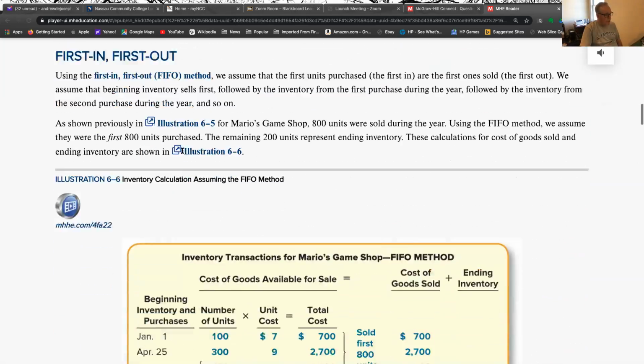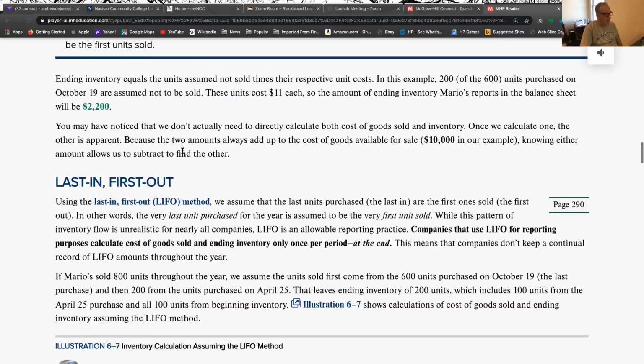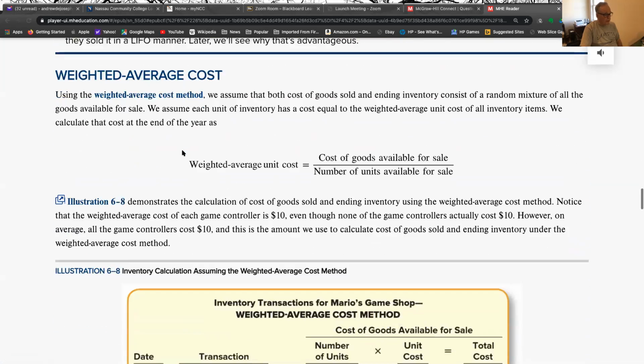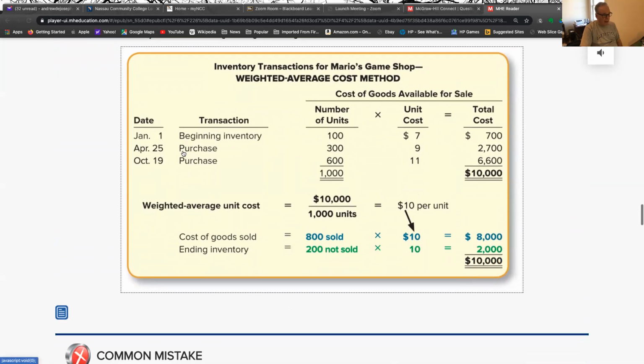So for average cost, 2 steps. First step, figure out what the average cost of one is. The average cost of one was $10. Multiply that by how many units you have, 200, right? That's 2,000. Subtract 2,000 from 10,000, and you get your cost of goods sold of 8,000.